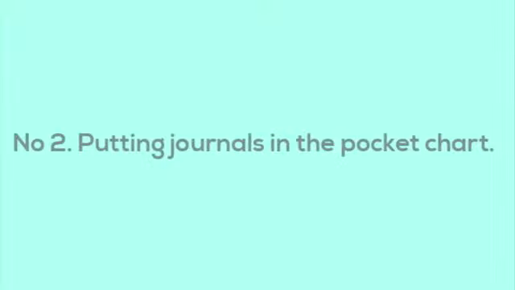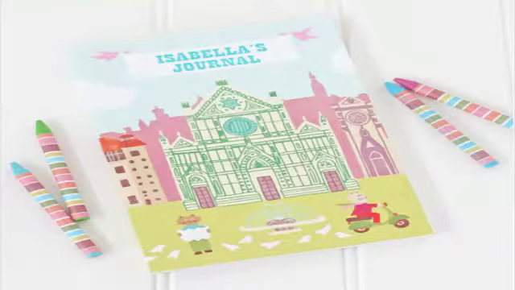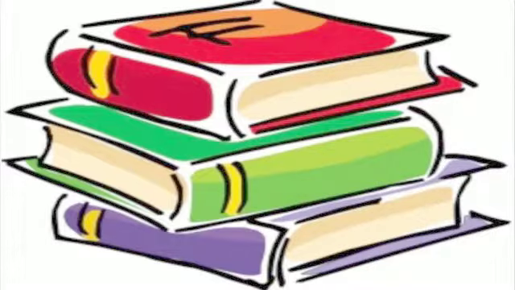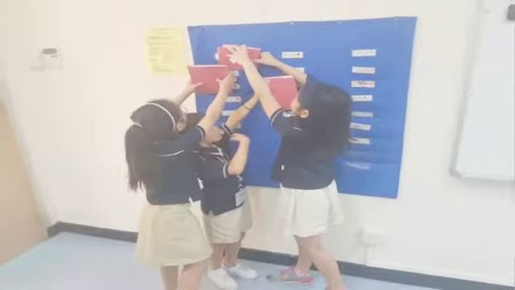Number 2. Putting journals in the pocket chart. In our class, students do a weekly English journal. Rather than collecting the journals one by one from the students, I prefer to allow them to put their journals in our pocket chart on a Monday morning.